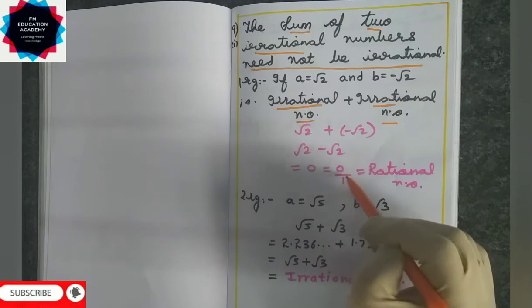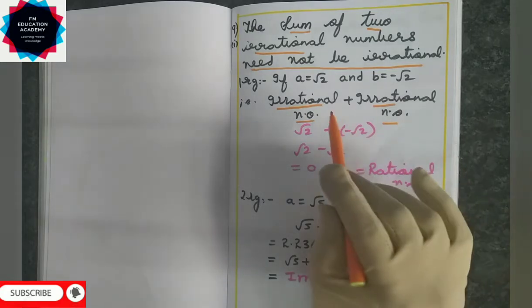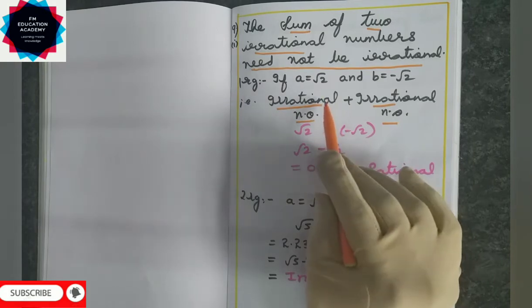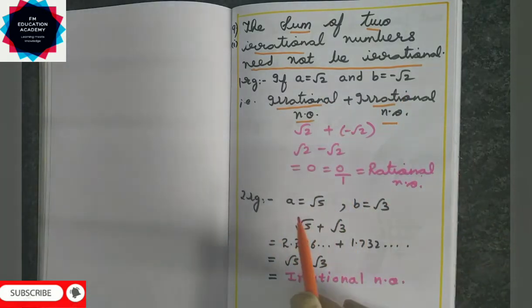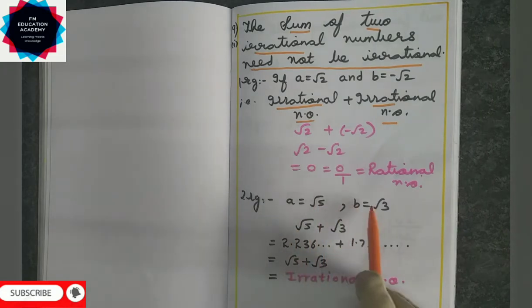0 can be written as 0 by 1. So 0 by 1 can be expressed in the form of p by q. So p by q is rational. So what do I observe here? That is, when I add two irrational numbers, I am getting a rational number. Let us take one more example. For example, A is root 5 and B is root 3.